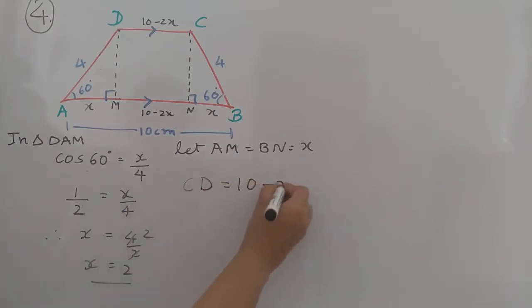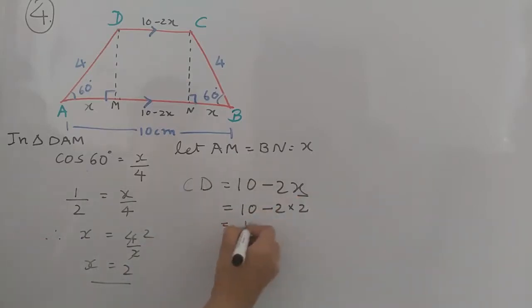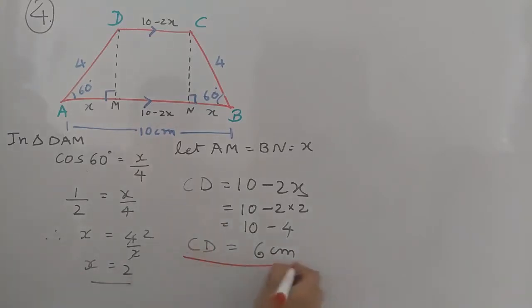So now we can write our CD value. CD is 10 minus 2x. So 10 minus 2 into 2, the value of x is 2. So 10 minus 4, that is 6 centimeters. So we found our first answer here. They asked to get CD: 6 centimeters.